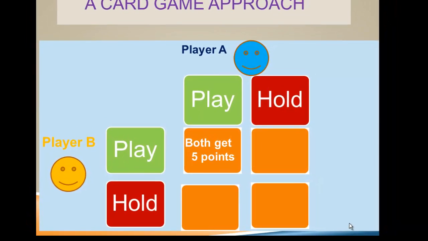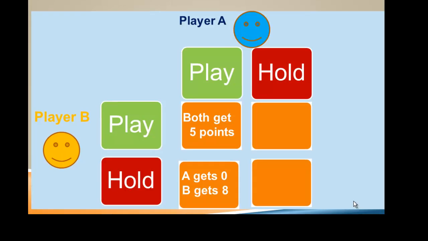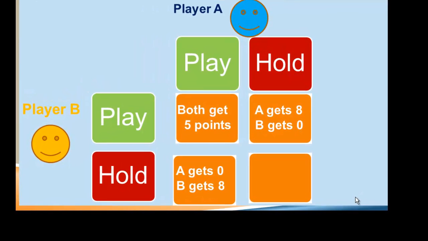If both players play their card, both get 5 points. If player A plays and player B holds, then A loses all his points and B gets 8 points. But if player B plays and player A holds, then player B, she gets 0 points, whereas A gets 8. And lastly, if they both hold and don't play their card, they both get 1 point.